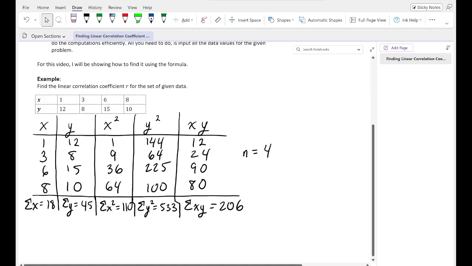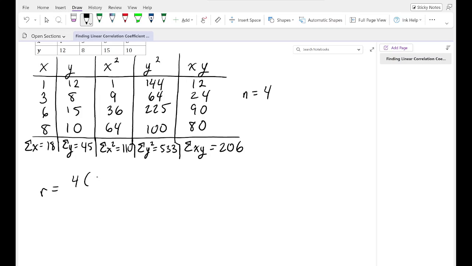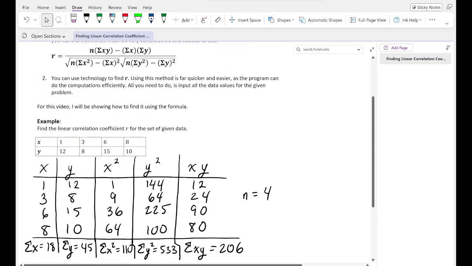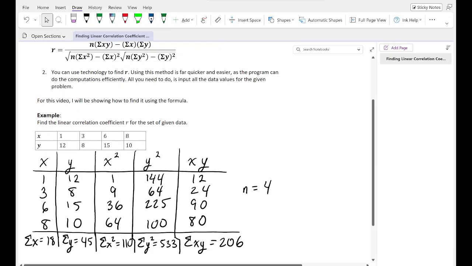So here we go. R is going to equal 4 times 206 minus 18 times 45, all over the square root of 4 times 110 minus 18 squared. Now, if you're wondering where 18 squared comes from, remember that the formula says the sum of x, all squared. So the sum of x, which is 18, then you square it. So that's where it's coming from.